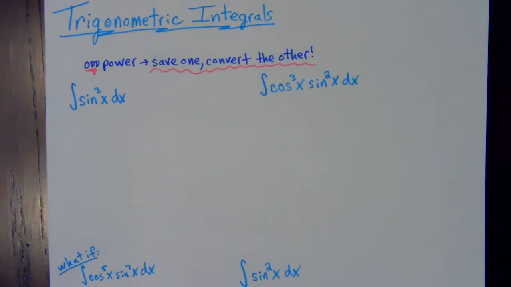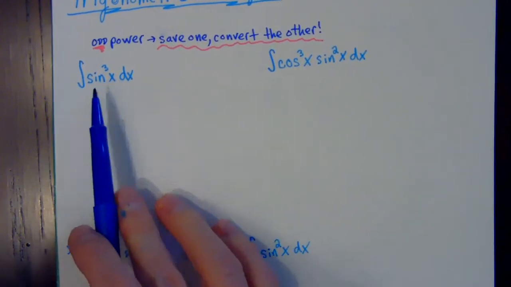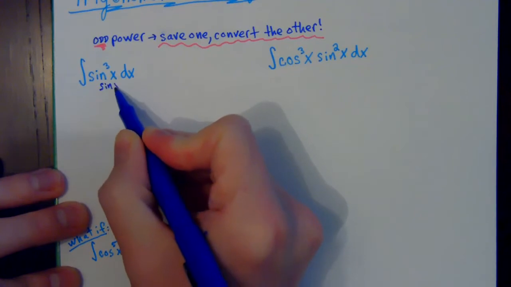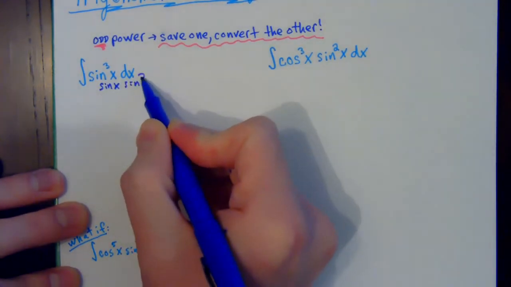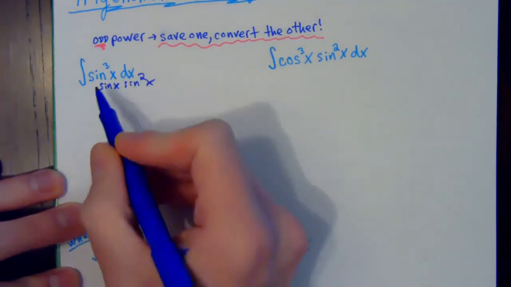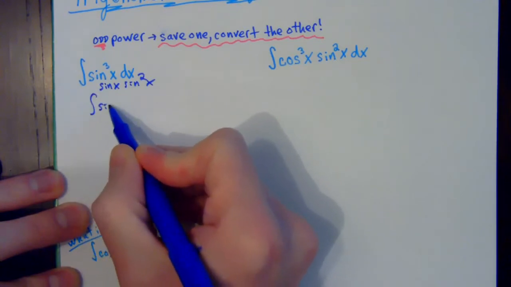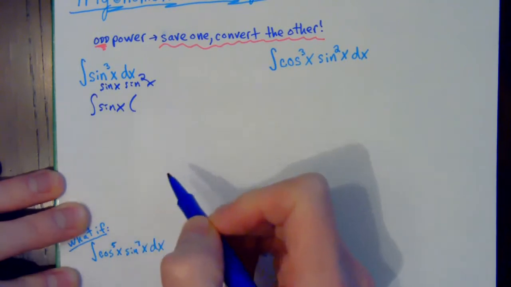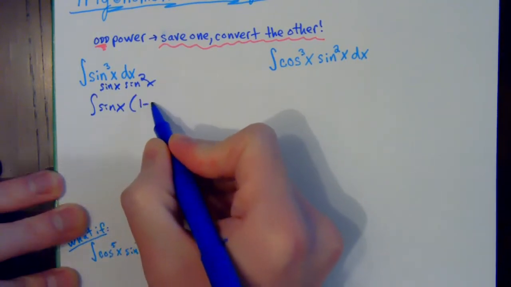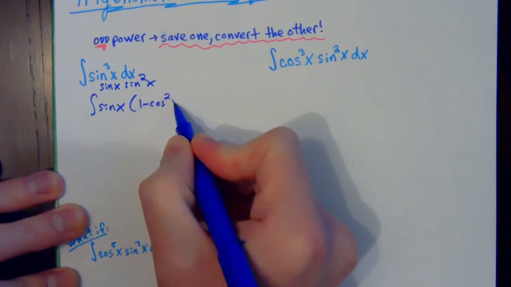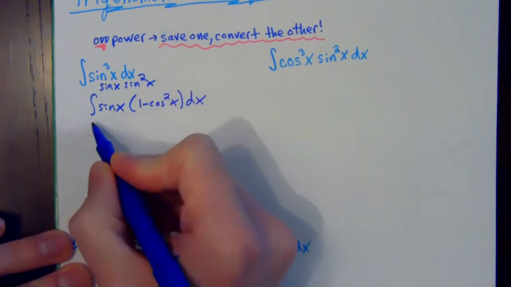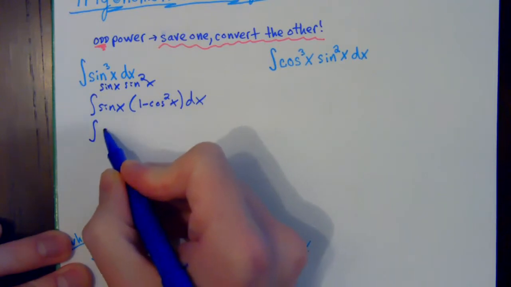So here's how the process is going to work, right? You have an odd power. I want you to rewrite this as sine squared, and I want you to save one of those, that single sine of x. I want you to convert the other one using the Pythagorean identities. So I think we all know that sine squared is equivalent to 1 minus cosine squared. And then after that, you're going to just distribute and clear out the parentheses.